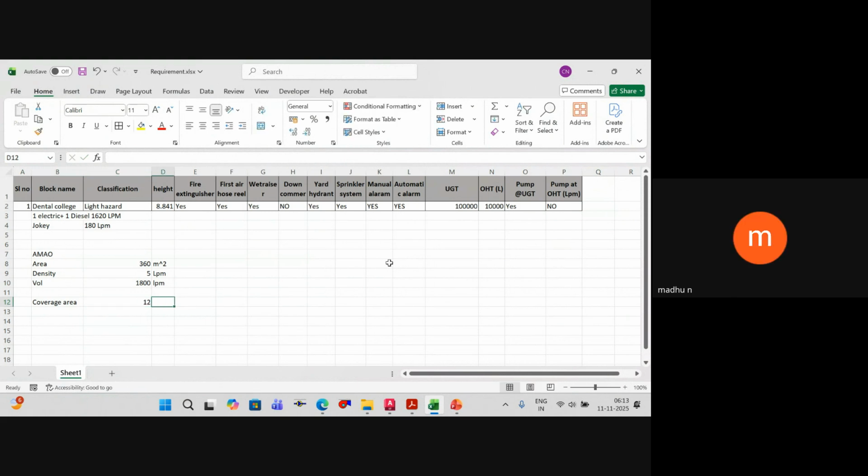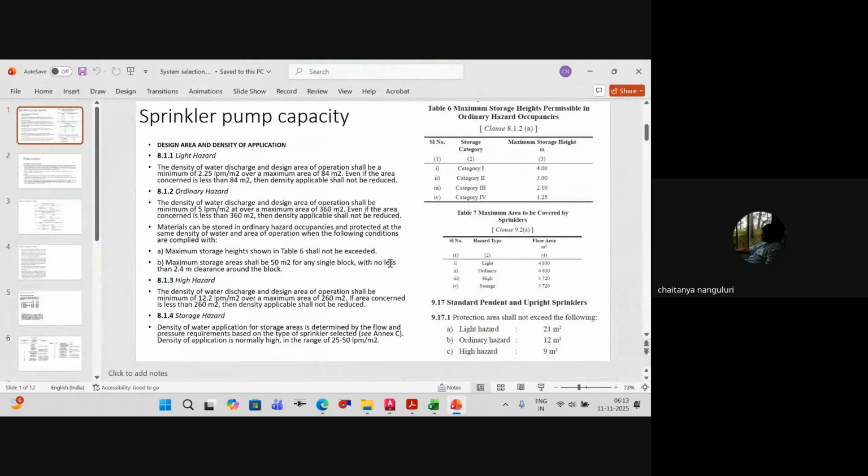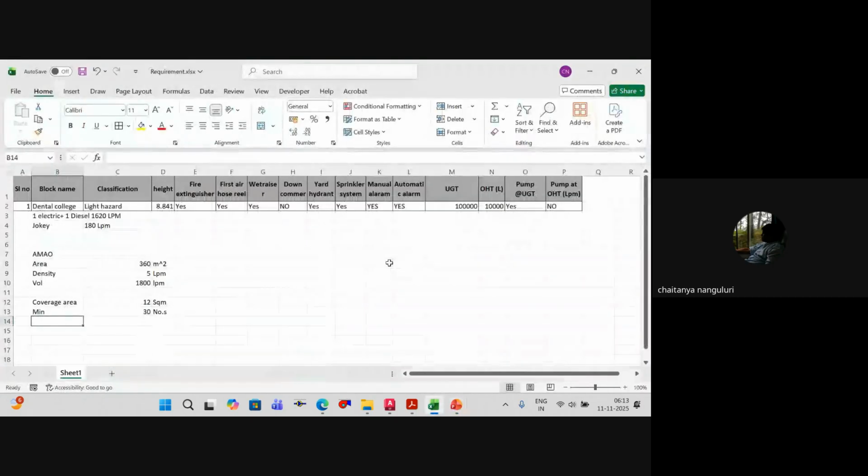Now, how many minimum sprinklers do you have to take? Your total area of protection divided by the area per sprinkler, because you should protect an area of 360, right? Your 360 area of coverage, worst case, divided by 12. So automatically 30 numbers you got. 30 numbers. Understood? Then we have to worry about the next element, which is your K factor.